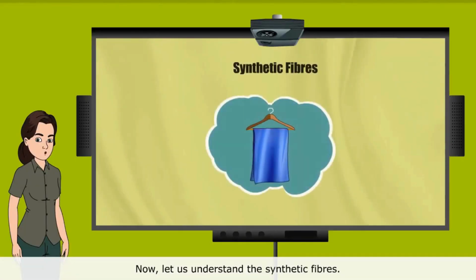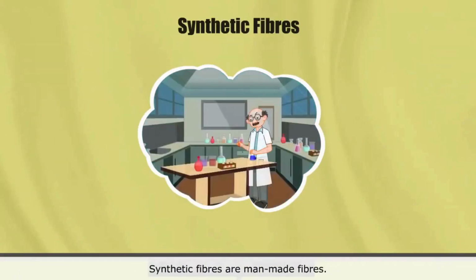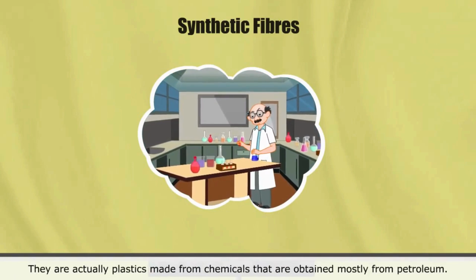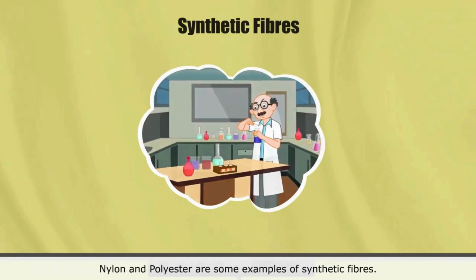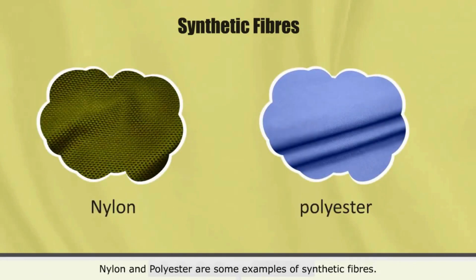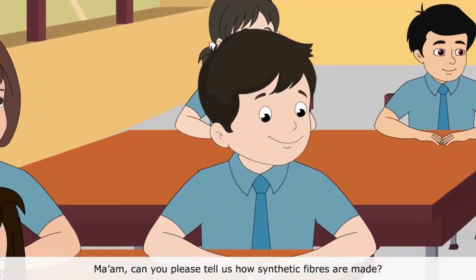Now let us understand the synthetic fibers. Synthetic fibers are man-made fibers. They're actually plastics made from chemicals that are obtained mostly from petroleum. Nylon and polyester are some examples of synthetic fibers. Ma'am, can you please tell us how synthetic fibers are made?